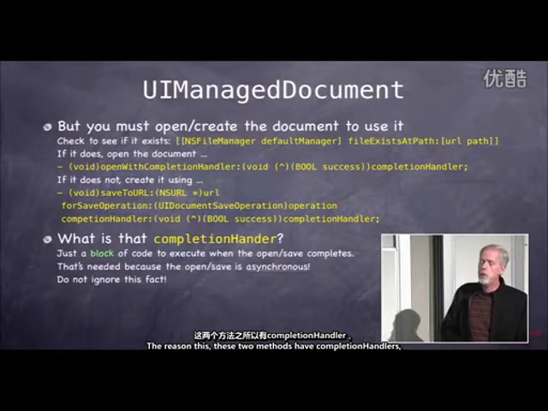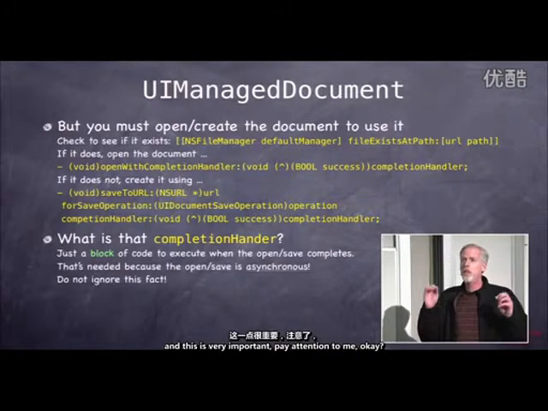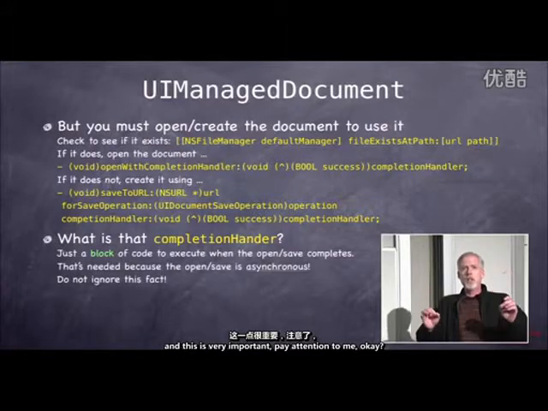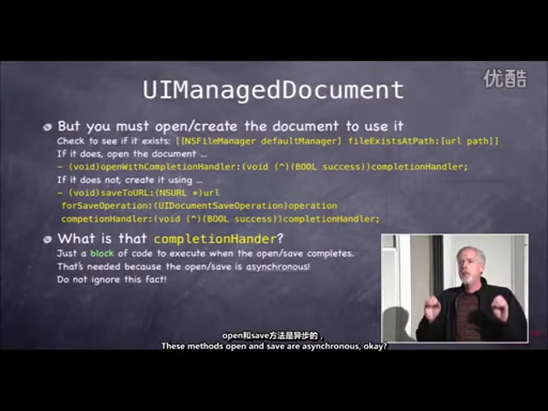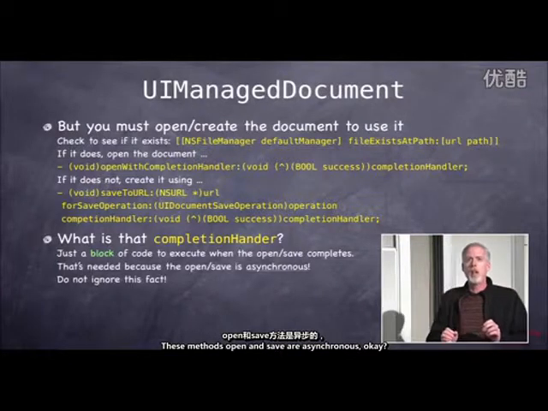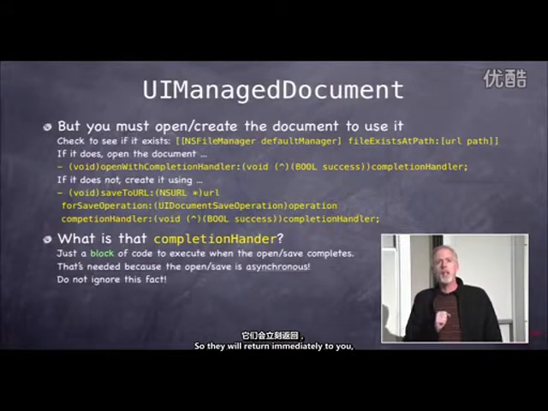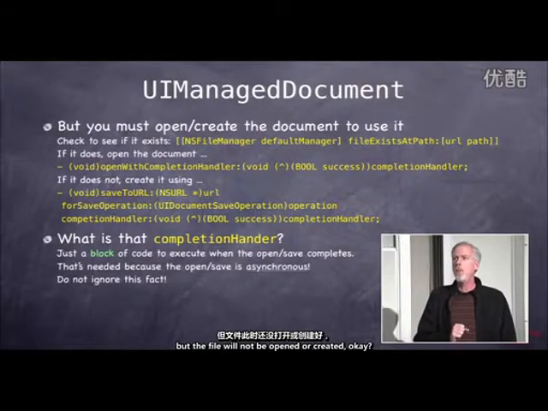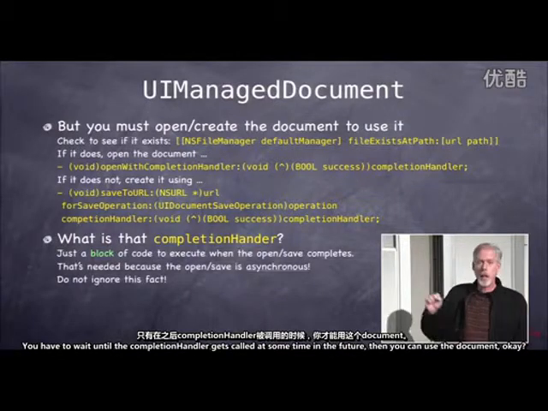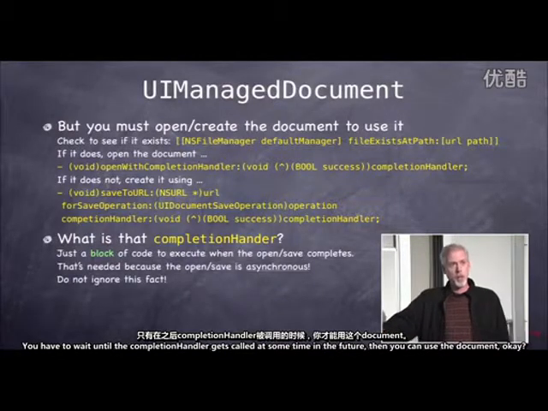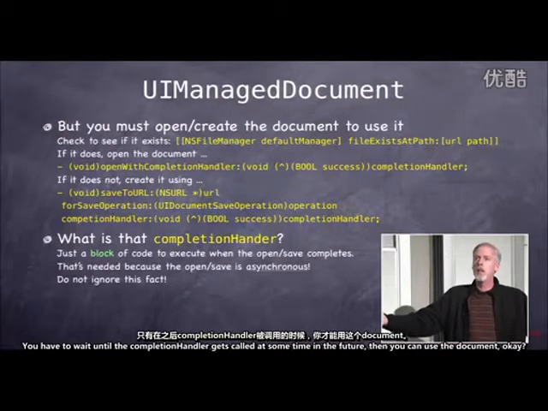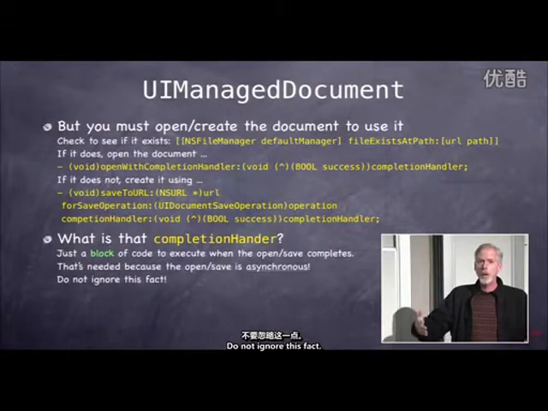The reason these two methods have completion handlers, and this is very important, pay attention to me, okay? These methods, open and save, are asynchronous. They take time to do. So they will return immediately to you, but the file will not be opened or created. You have to wait until the completion handler gets called at some time in the future. Then you can use the document. Do not ignore this fact.